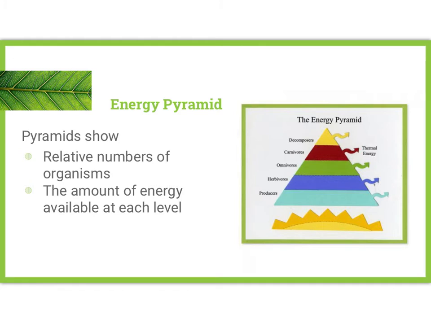It can also show the amount of energy available at each level. Because there are lots of producers, which are plants, the amount of energy stored within all of the plants on Earth is much larger than all of the herbivores on Earth, which is much larger than all of the energy contained within all of the decomposers on Earth.